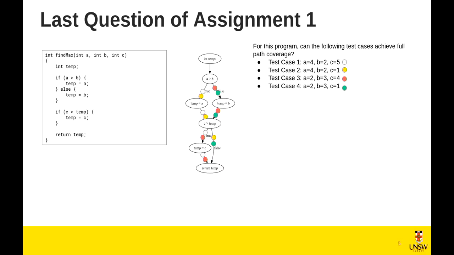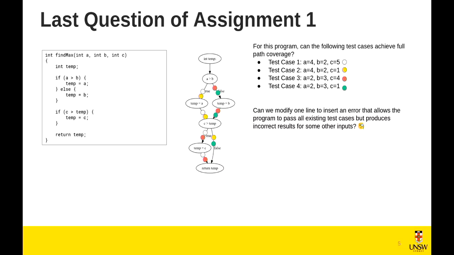Remember, in the assignment we have an open-ended question, which is to modify the original code to inject a logic bug which cannot be discovered by these 4 test cases. We can actually change just one line to achieve this. There are many possible solutions, and one of them is to modify the first if condition: we can change it from A is larger than B to A is larger than B plus 1.